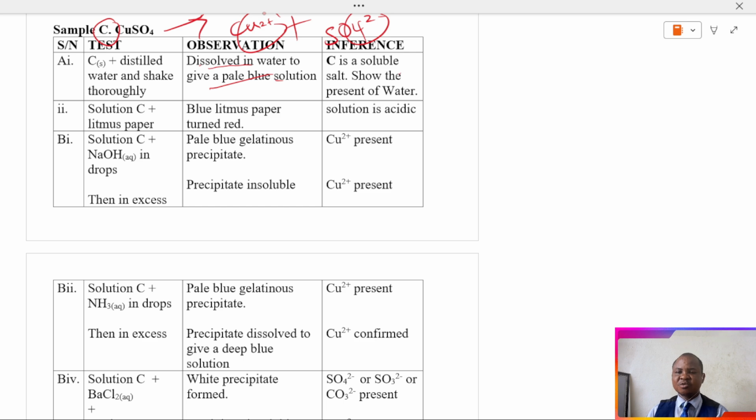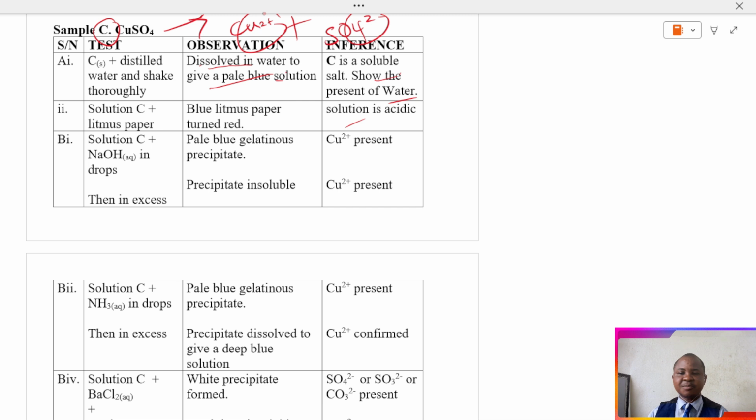But you know, sample C is white and anhydrous. That means it does not contain water of crystallization. The moment you add water to it, it becomes hydrated, which also shows the presence of water. Actually, it tests for water. When you add water to sample C, it shows that water is present.